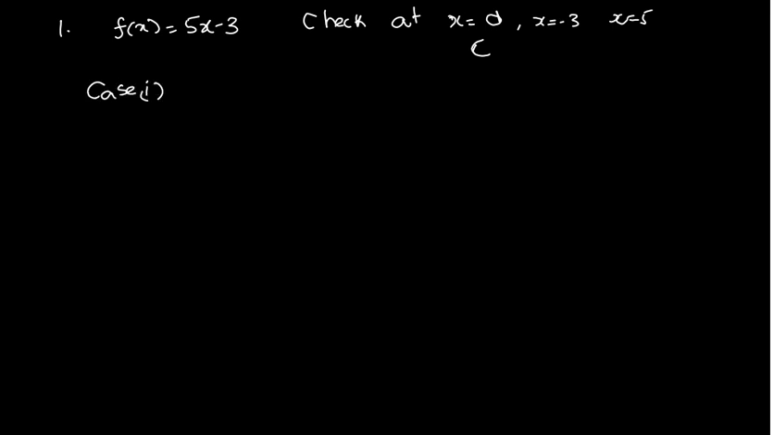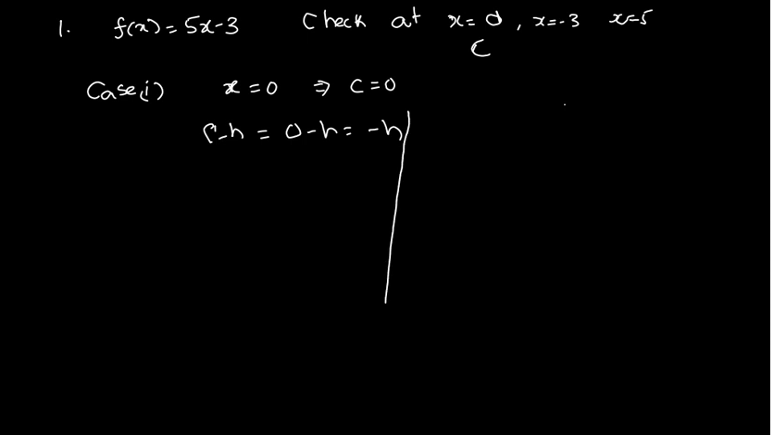So let's put the direct value first. That means I am substituting c equal to 0 into this. That is nothing but f of c, the direct value. Left hand is f of c minus h. This is f of c plus h. So f of c equals f of 0, that is equal to 5 into 0 minus 3. So that equals minus 3. Any questions on f of c equal to minus 3?